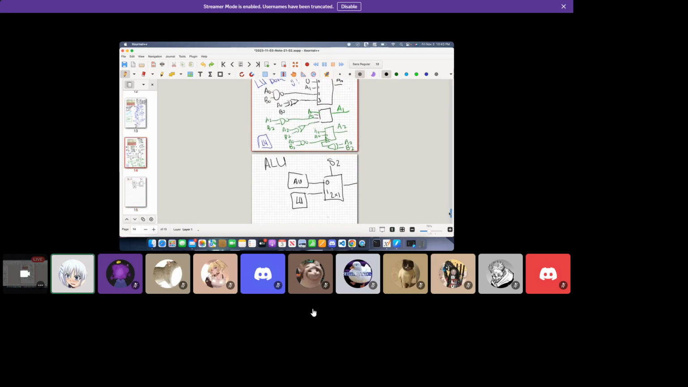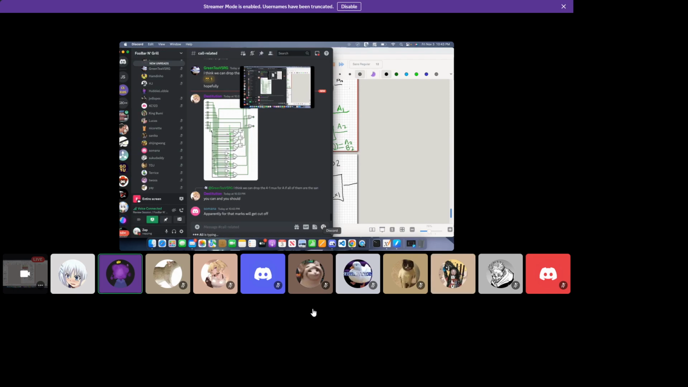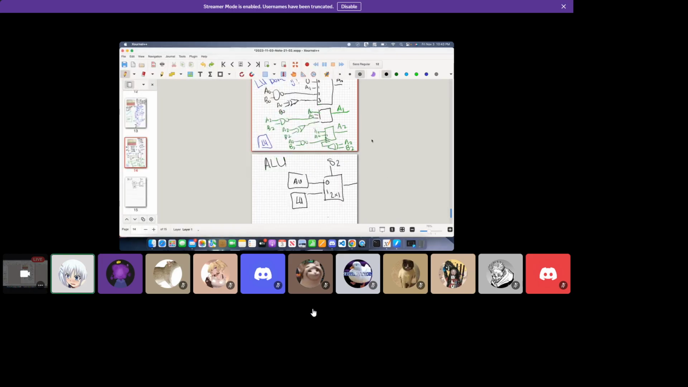Does that make sense? Anybody have any questions? Apparently, for that, marks will get cut off. Wow, that's dumb. For which one again? If you don't write it, like AU, LU, like actually take the circuits and put it in here, marks will get cut. By the way, I'm just going to put it out here. This is for 1 unit, or like 1 bit, I'm pretty sure.